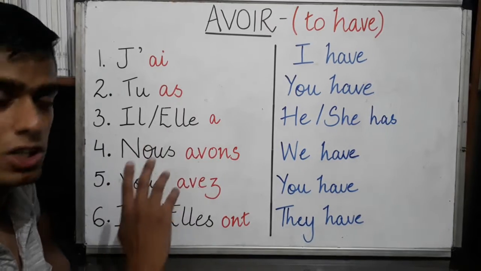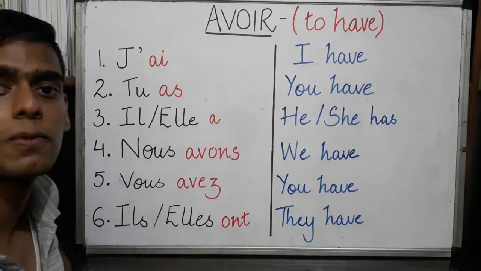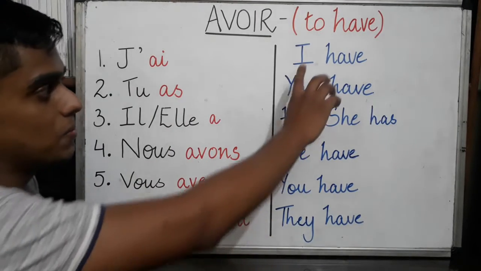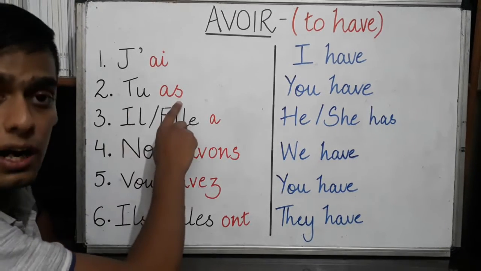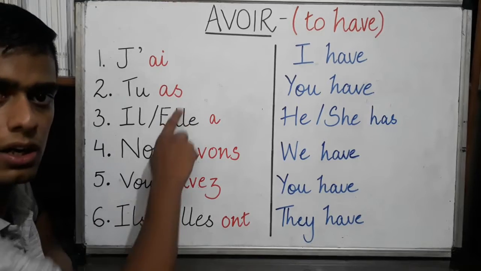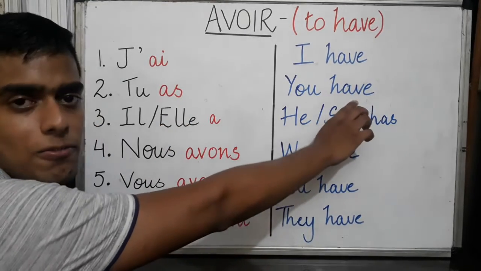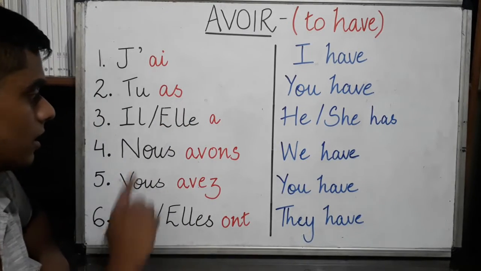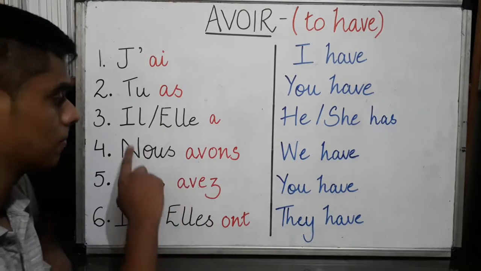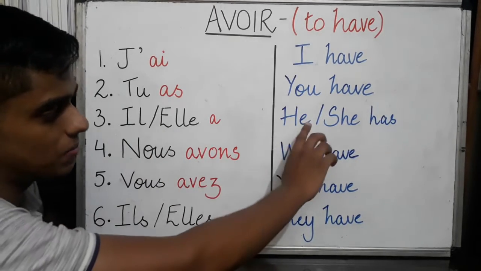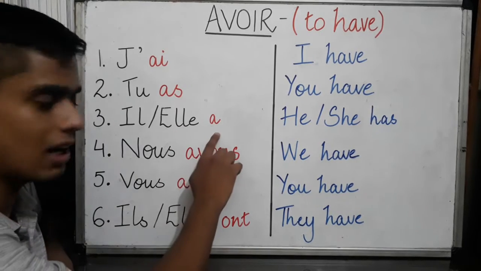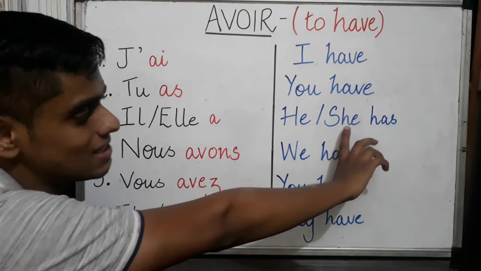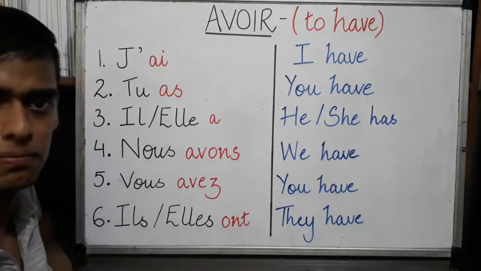So starting with the first one, j'ai. J'ai, which means I have. Second, tu as. Tu as, which means you have. Third, il a. Il a, which means he has. Next, elle a, which means she has.